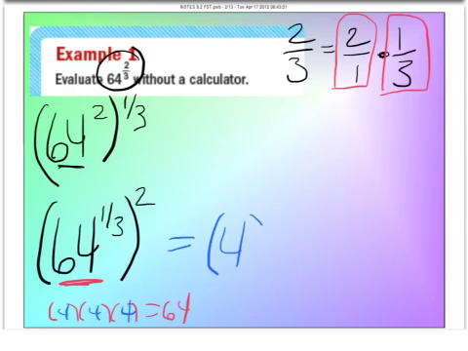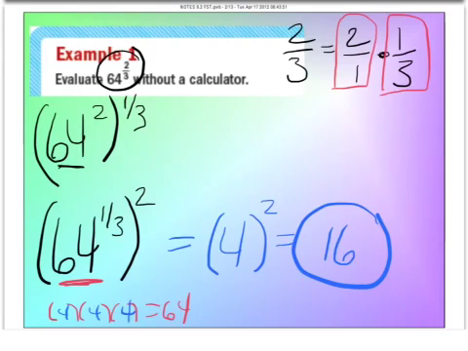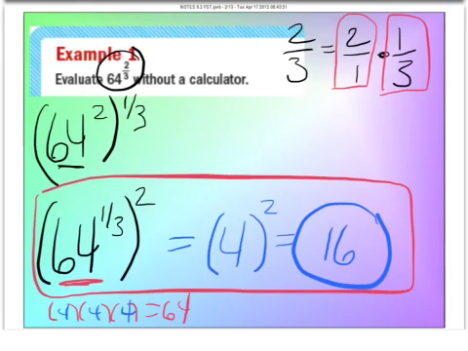And then I still have on the outside that I need to square the answer. 4 squared is 16. So 64 to the 2/3 power is the number 16. If you needed to show work for this problem, this is sufficient work that I've shown. I'm clearly showing you how I've broken down and evaluated the problem.